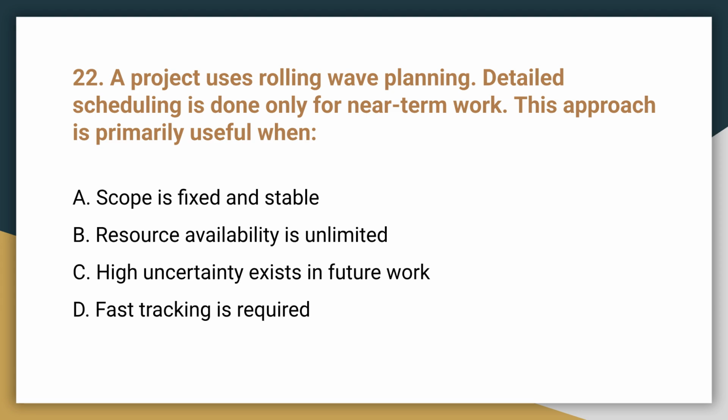Question 22. A project uses rolling wave planning, where detailed scheduling is done only for near-term work. This approach is primarily useful when the answer is C, high uncertainty exists in future work. Rolling wave planning progressively elaborates the schedule to handle this uncertainty.